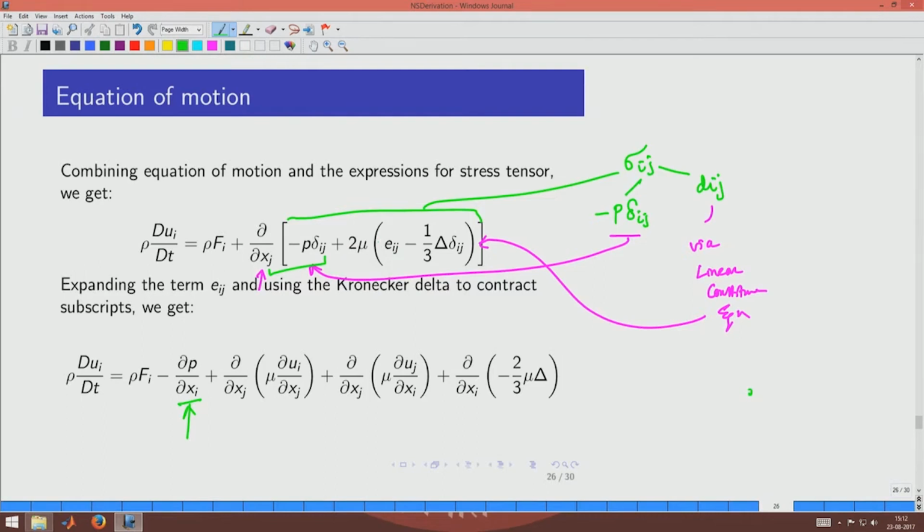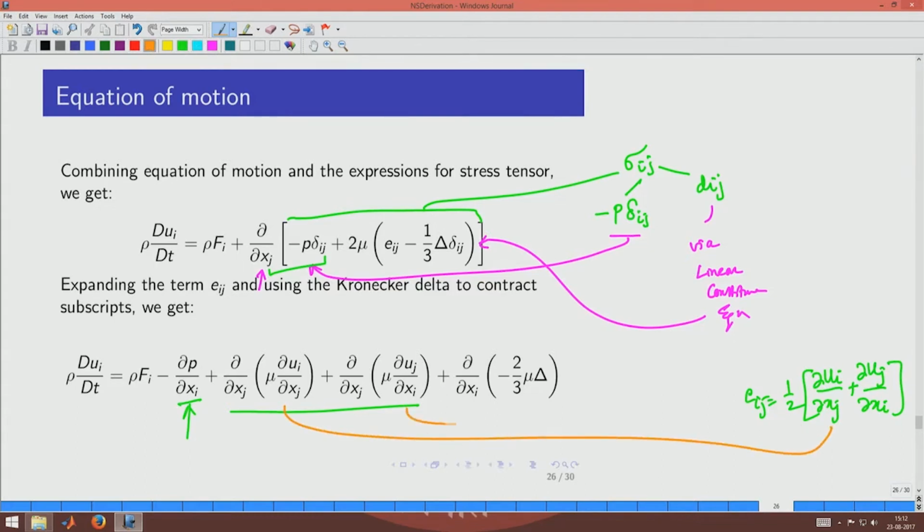Now, the second term, you then expand Eij. We already know that Eij is nothing but half of dou ui by dou xj plus dou uj by dou xi. This is what you are going to substitute in, and then you see that the 2 and this half will cancel, and we get the rest of the expressions. The first term is coming here, and then the second term is coming here. The mu is sitting there undisturbed, and this is the term. The last term is kept as it is.